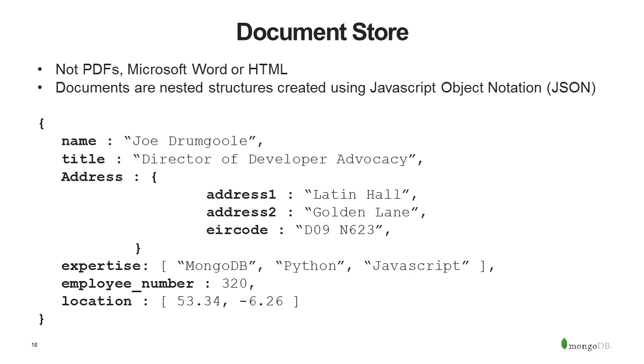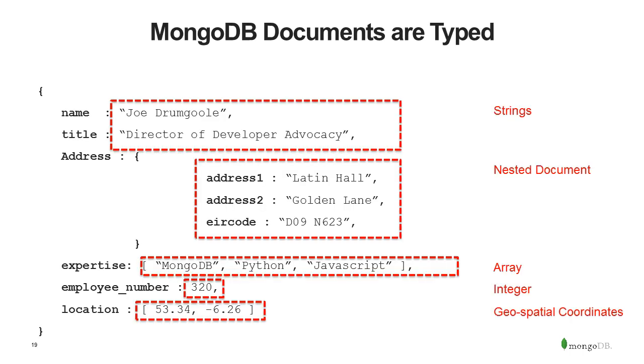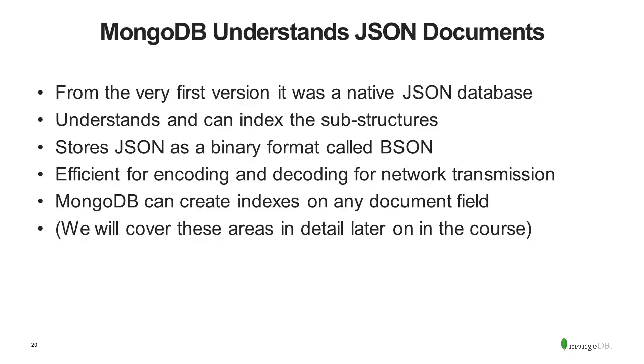It gives you the ability to store typed information. It gives you the ability to understand the relationships in your code directly in the database. So strings, nested documents, arrays, integers, and geospatial coordinates can all be stored in document databases. And in MongoDB, we understand these documents. They're not just anonymous objects. Our point is we can understand and index these substructures.